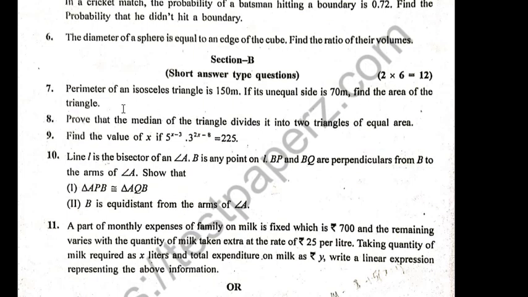Now the perimeter of an isosceles triangle is 150. If its unequal side is 70, find the area of the triangle. So the perimeter of an isosceles triangle. Now this is for 2 marks. I will draw an isosceles triangle ABC.